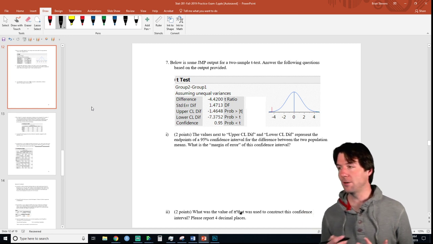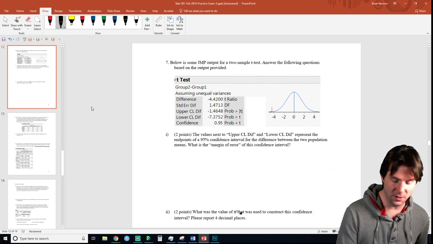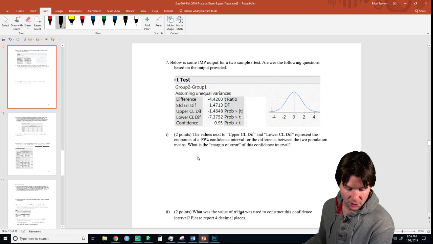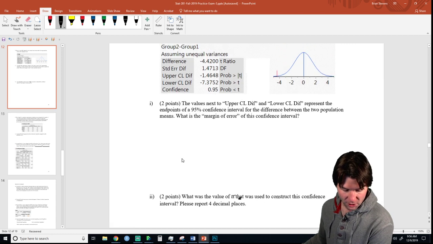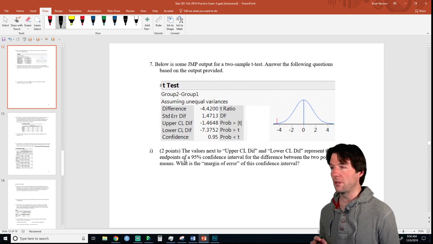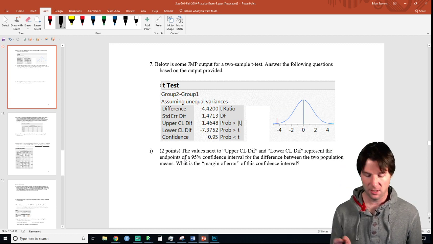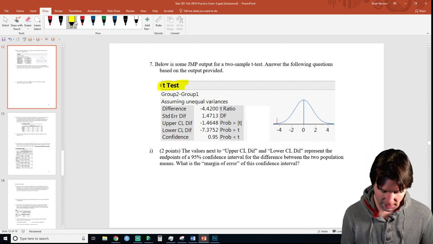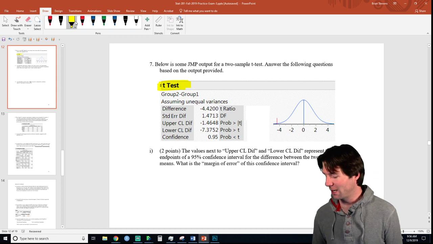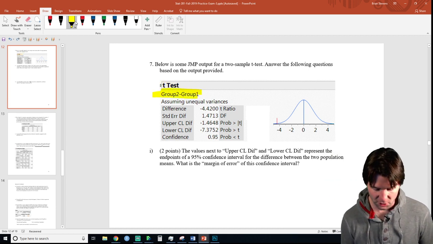So this output right here is the two sample means output. Once again, let's know our tricks. We should know our tricks pretty quickly. One of our tricks is when we see this output, we should know this is a two sample t-test. You know it's two samples? Well, one, because you see t-test, so it's a t-test. You know it's two samples because you see here two groups.